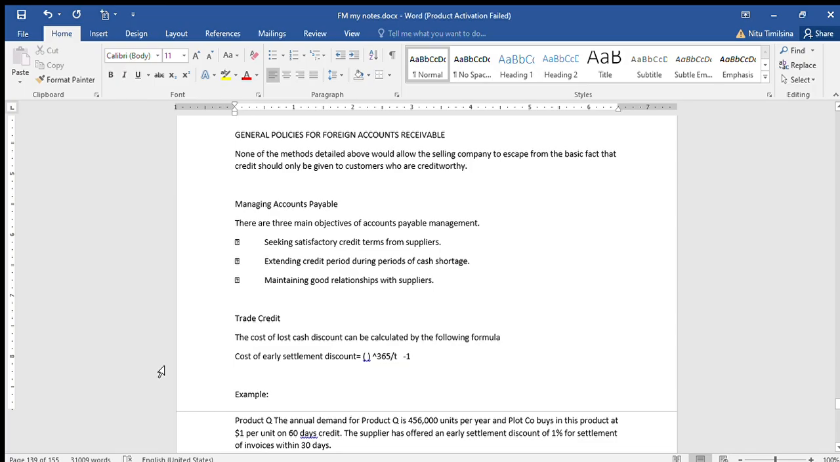General policy for foreign account receivable. None of the methods detailed above would allow the selling company to escape from the basic fact that credit should be given only to customers who are creditworthy.